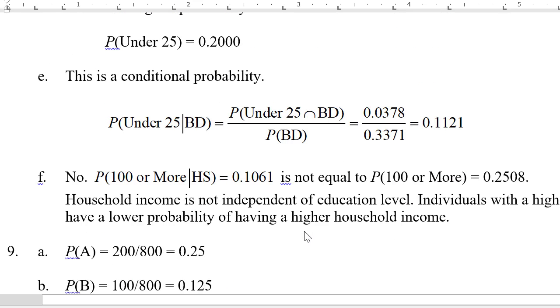It seems a lot of you struggled with that. I'm not sure why. You're not following this formula. But anyhow, that's what I was looking for. For F, show that household income is not independent of educational level. We just say the probability of 100 or more given HS is not equal to the probability of 100 or more, so they're not independent.